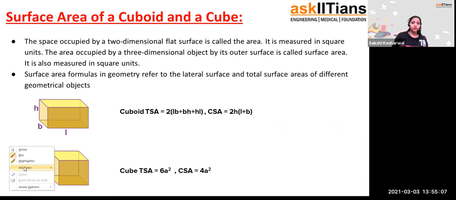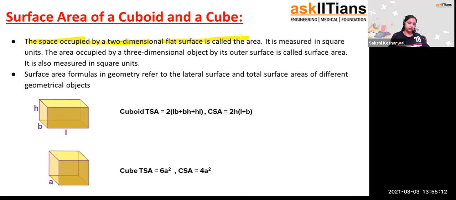So if you take this, the space occupied by a two-dimensional flat surface is called an area, right? Can you see the sheet of paper? The sheet of paper is a flat surface, so it consists of an area, right? It is measured in square units, which can be square meter, square centimeter, or square kilometer, depending on how big the thing is, right? The area occupied by a three-dimensional object by its outer surface is called its outer surface area.